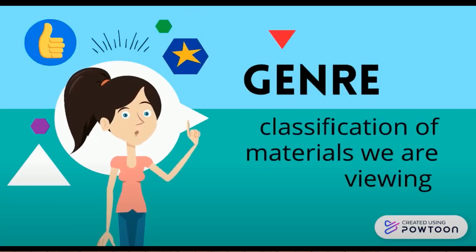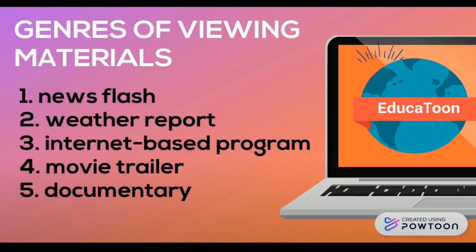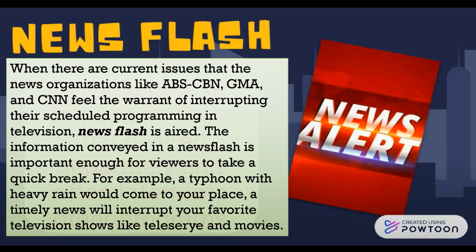So let us first define what is a genre. So genre is a classification of materials we are viewing. So these are the genres of viewing materials. First is news flash, second, weather report, third, internet-based program, fourth, movie trailer, and fifth, documentary. So let us discuss each genre of viewing. The first is news flash.